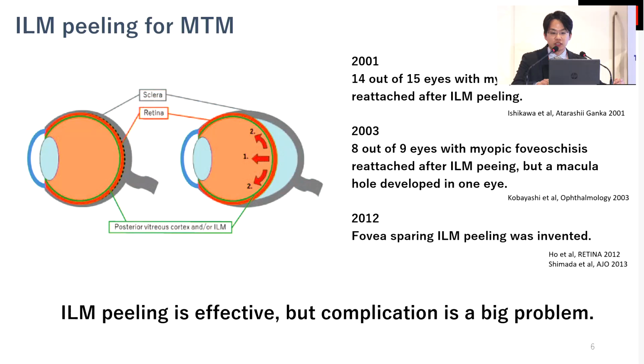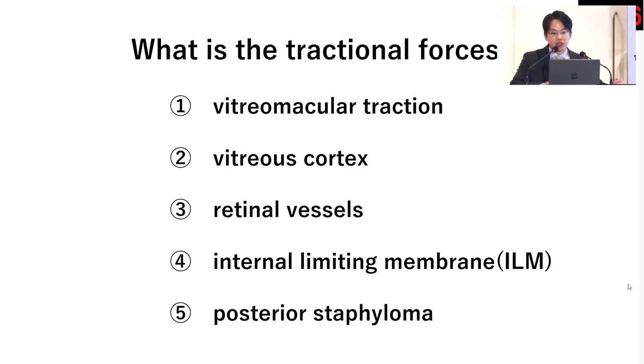So how can we decrease the tractional forces? Vitrectomy with ILM peel has been shown to result in anatomic resolution of MTM and to improve visual acuity. However, there is a big complication, postoperative macular hole. In 2012, Dr. Ho and Dr. Shimada invented fovea-sparing ILM peeling. Recently, the FCIP technique is widely used for MTM surgery. So today, I especially focus on retinal vessels.